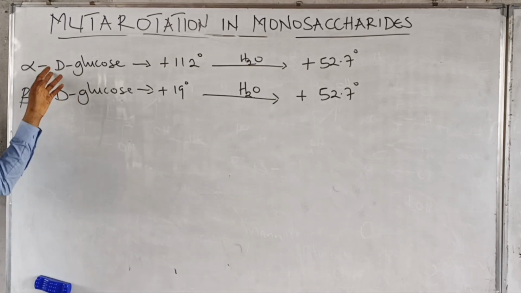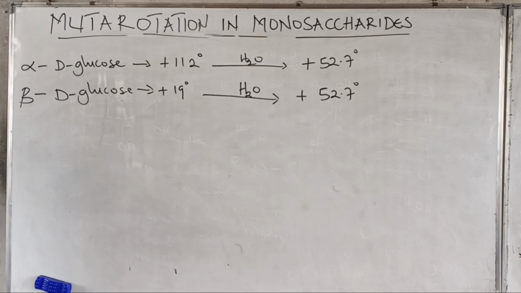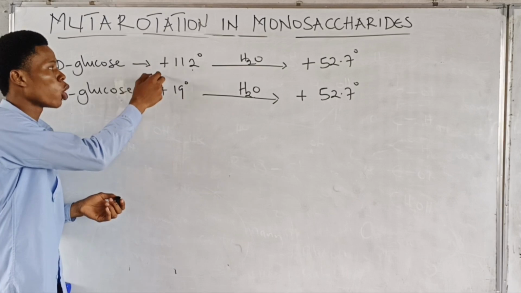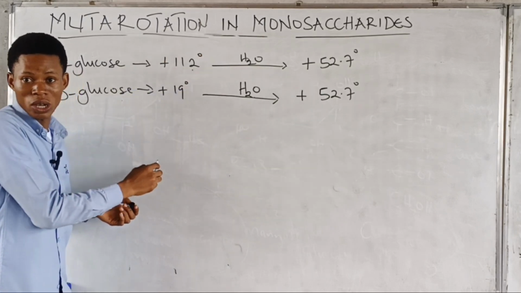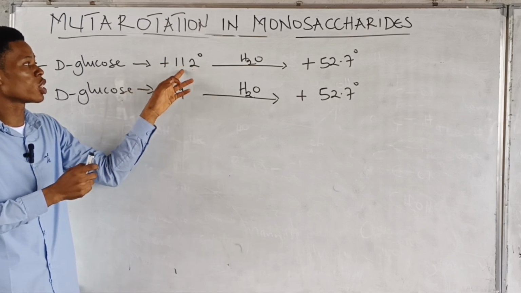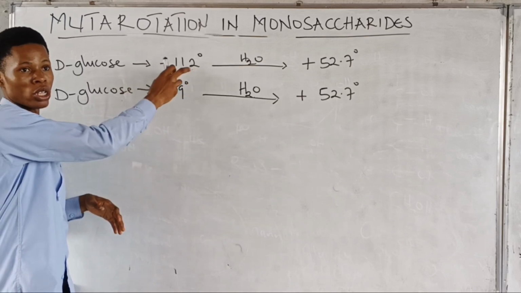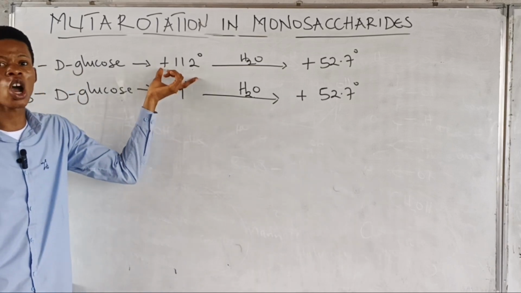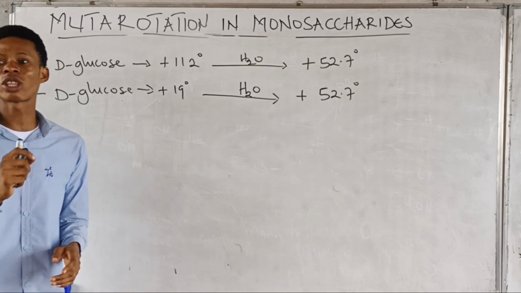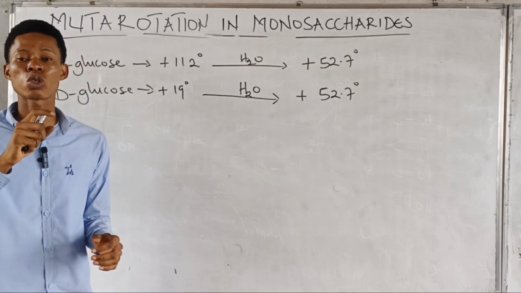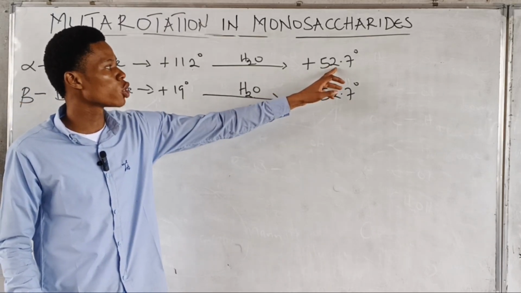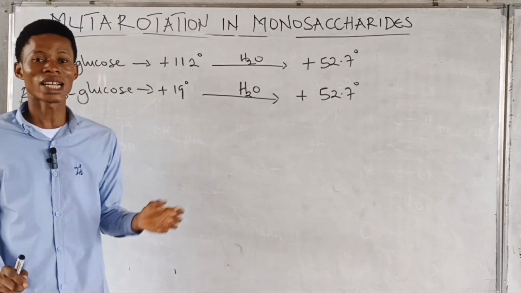Now, normally, alpha D glucose rotates light to the right at an angle of 112 degrees. It is plus because it's rotating to the right. Now, if you dissolve this alpha D glucose in water, the rotation will change gradually. It will start to rotate slowly at an angle of 52.7 degrees when dissolved.